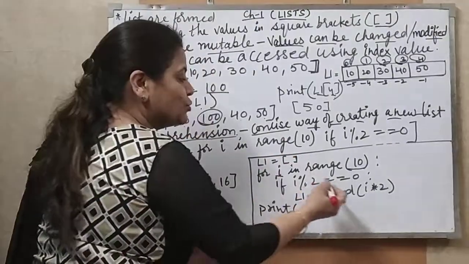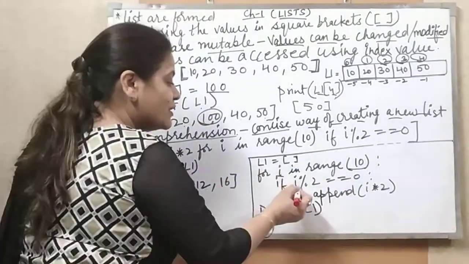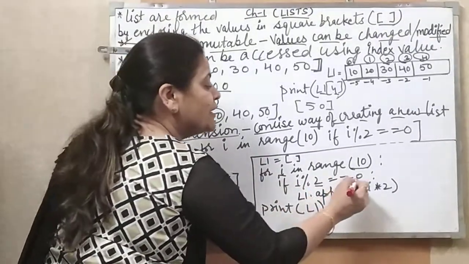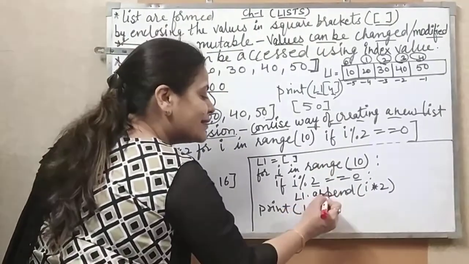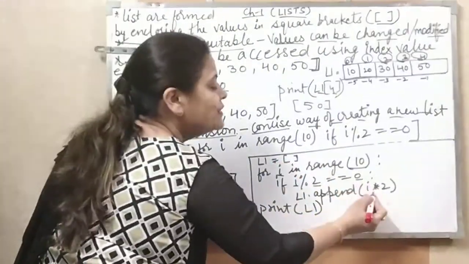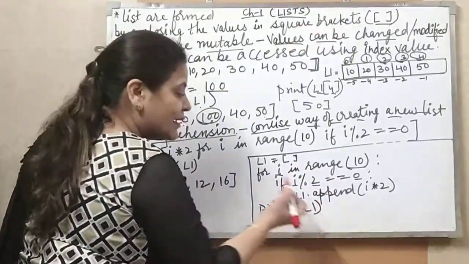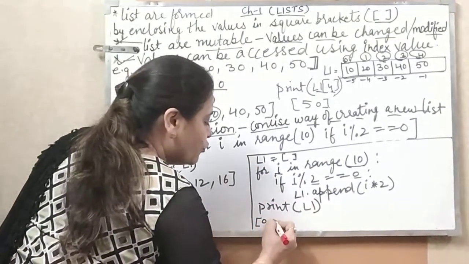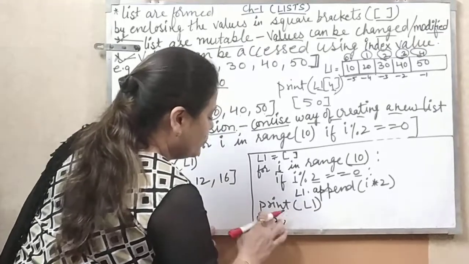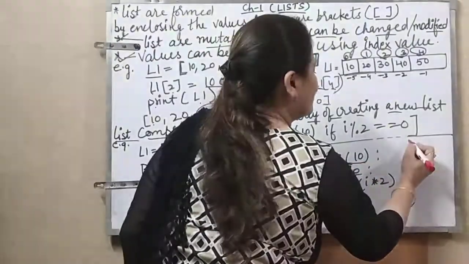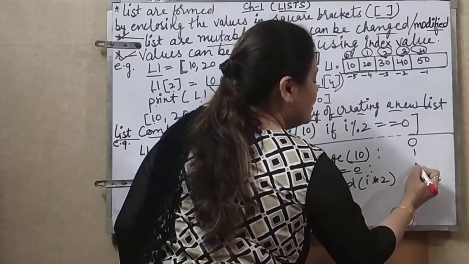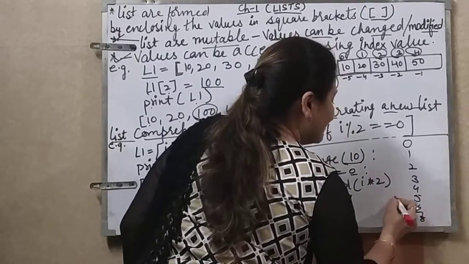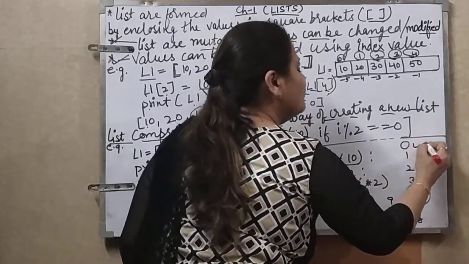If i modulus 2 is equal to 0 means whatever the value of i is, it should be divisible by 2. And if its remainder value is 0, then I have to add that number in my list, but that should be the multiple of 2. And then if I print L1, the list will be printed, because i gets the values as 0, 1, 2, 3, 4, 5, 6, 7, 8, 9 and 10.